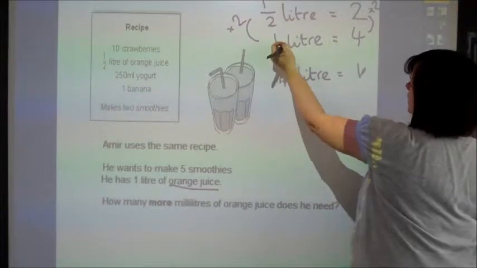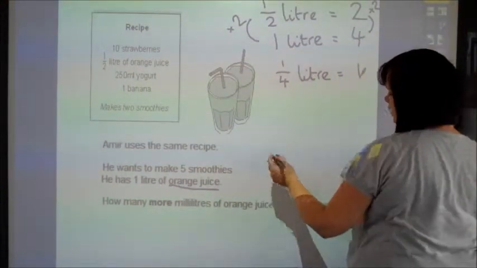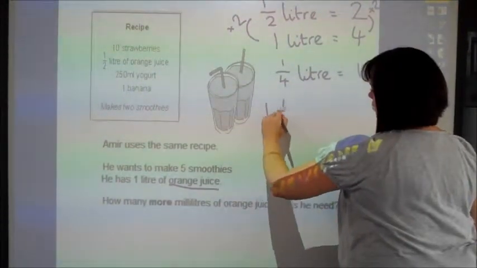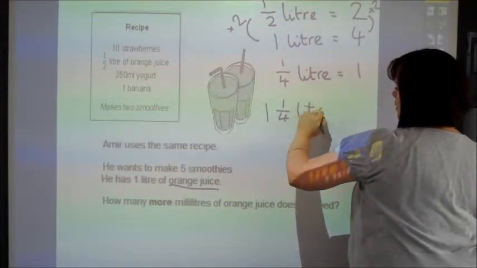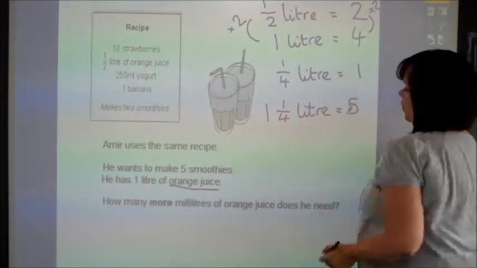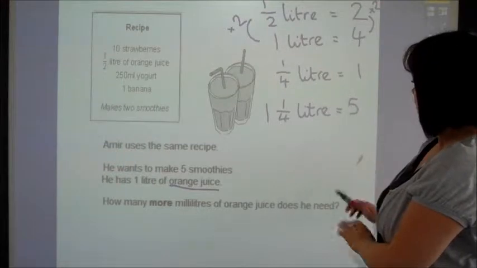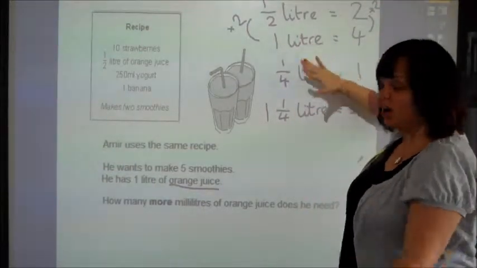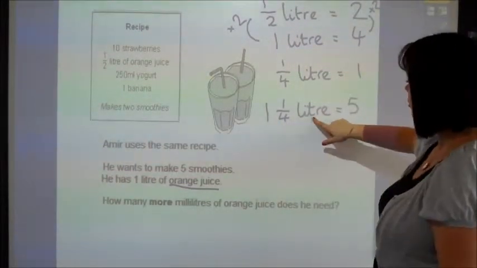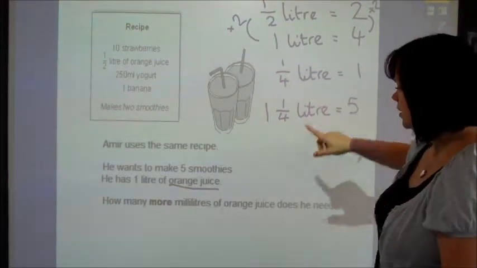add them together. So he needs 1 litre plus 1/4, 1 1/4 litres equals 5 smoothies. Okay, so now I know that. So that was quite a lot of work just to know that bit. So 1 1/4 litres is 5 smoothies.